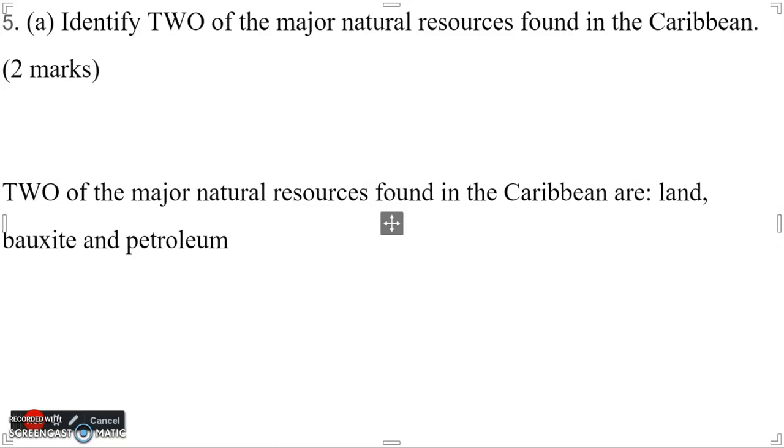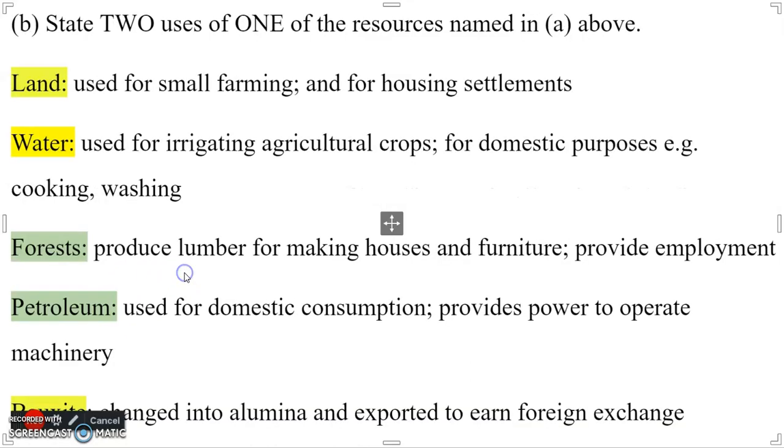So 2 of the major natural resources found in the Caribbean are, you could write land, bauxite, petroleum. You could also write forests or gold. There are many examples of resources in the Caribbean that you could write for your answer. Any of those would be correct. You would have received your full 2 marks.